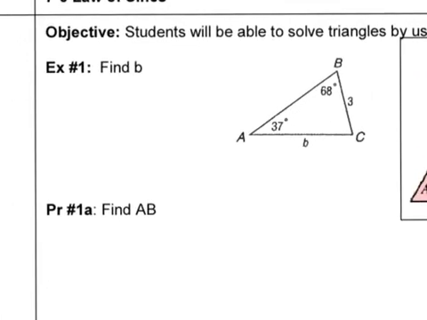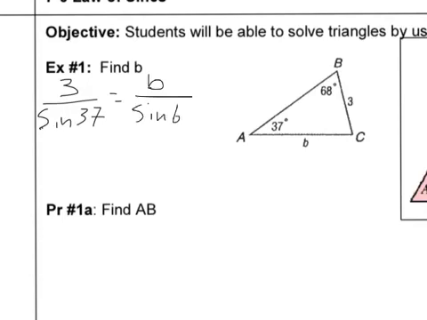Do I have some proportion with an angle and an opposite side that I could start off with? Well, yeah, I have this angle 37 and this side opposite of it, 3. So I could start off by saying, well, 3 over sine 37 has to be equal to, now what? Well, I'm trying to find side B. Look, and I have it opposite of angle B, which is 68. So I could put B on top and put sine 68 on bottom. And now it's just a matter of solving a proportion, and I'll get my side B.